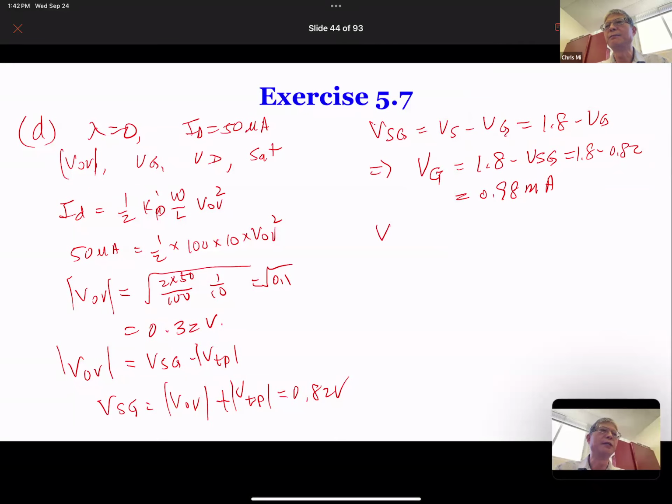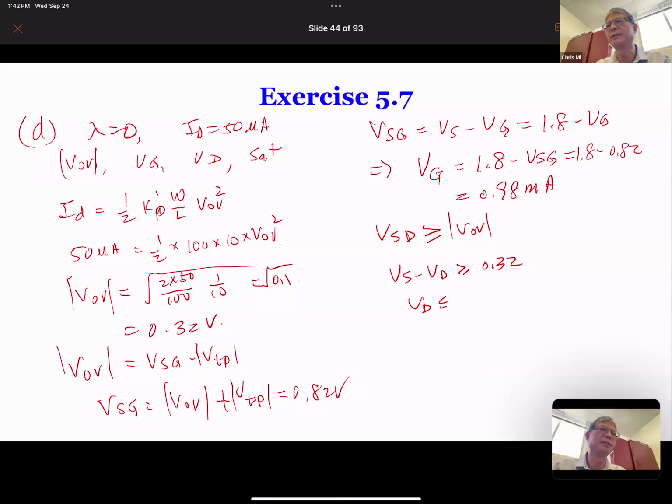Now we want to find VD, because in the saturation region, VSD has to be larger than VOV. This can be written as VS minus VD larger than VOV. We found VOV is 0.32. So VD has to be less than VS minus 0.32. VS is 1.8, so it gets 1.48 volts. So that was number D.